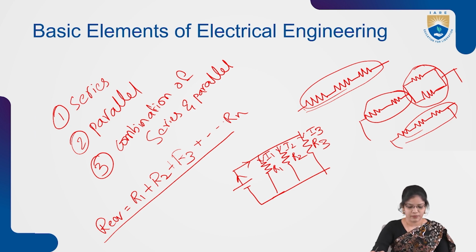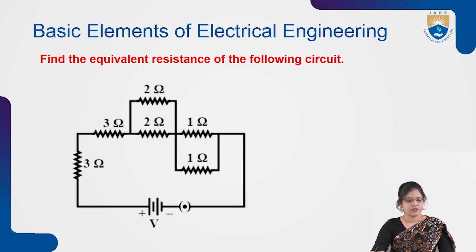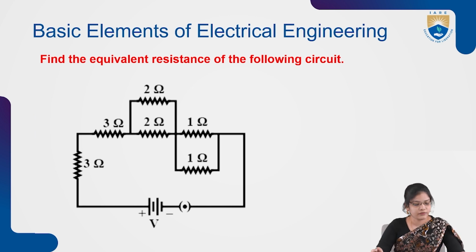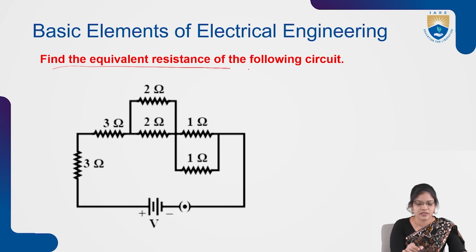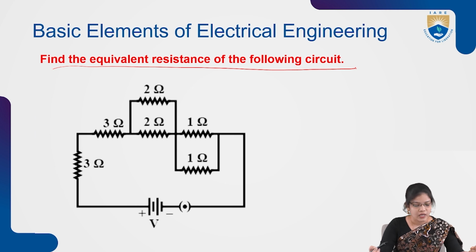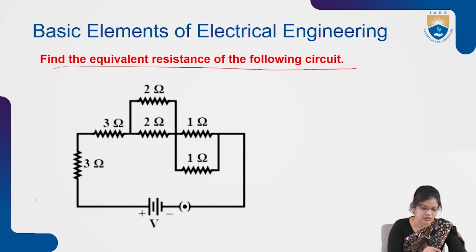Here is the first example: find the equivalent resistance of the following circuit. Here is a combination of series and parallel, so first we have to reduce the parallel circuits. First we have to see the circuit. These two are in series, these two resistances are in parallel, and these two resistances are in parallel.